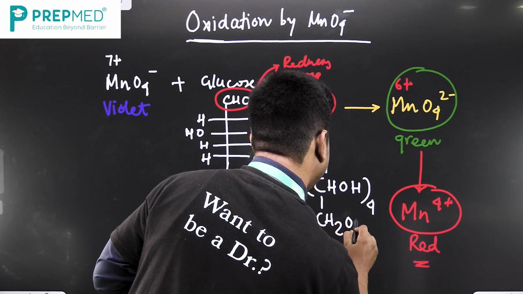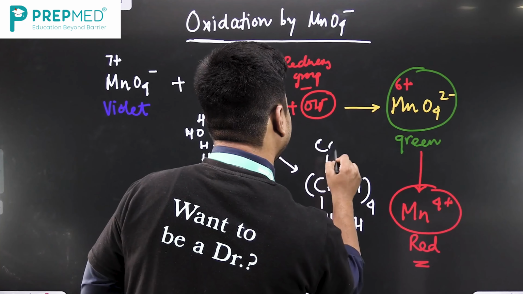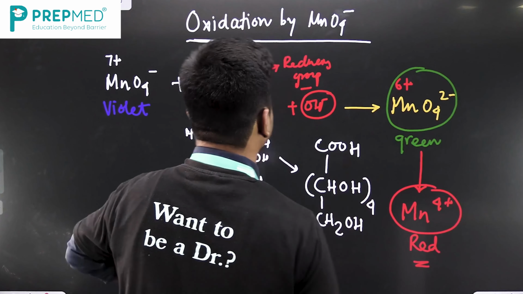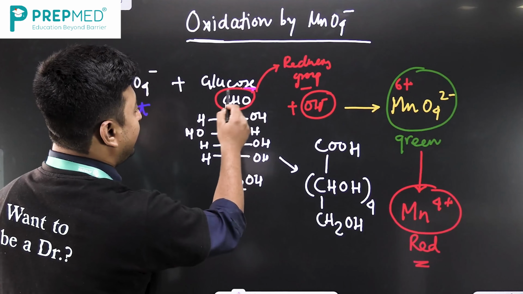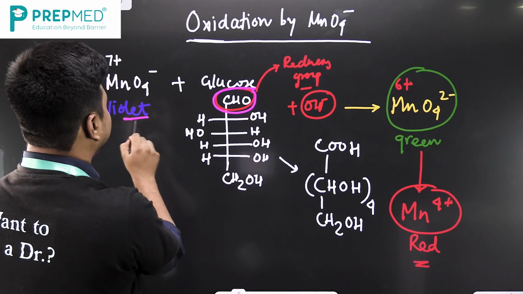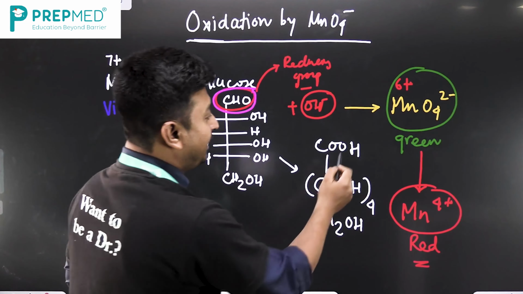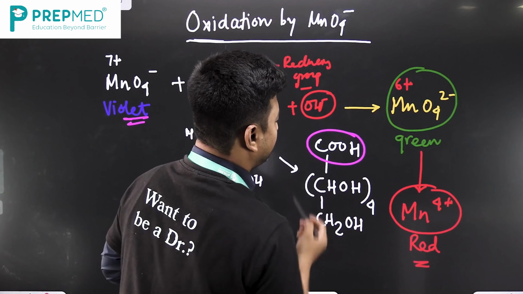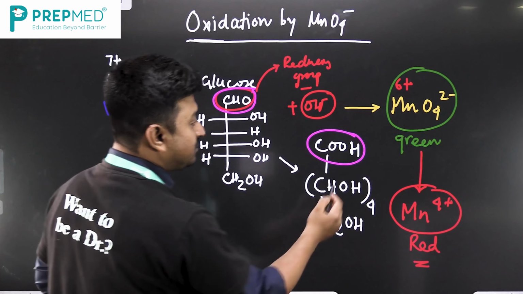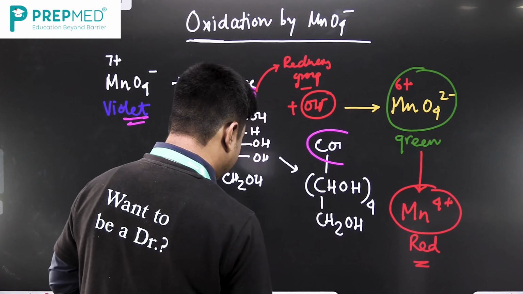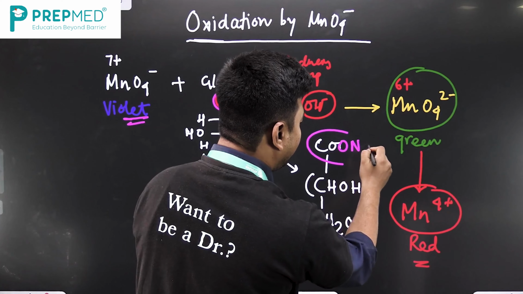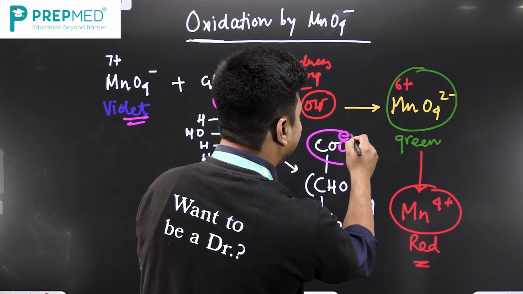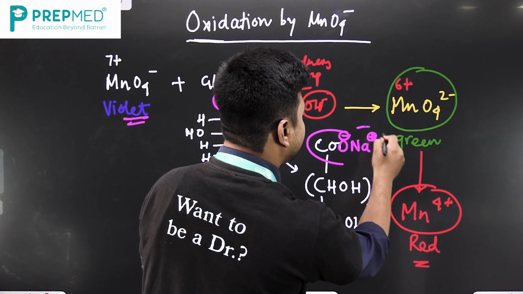So CH2OH and COOH. If you can see here very clearly, the aldehyde group, now in presence of the oxidizing agent MnO4 minus, is converted into the acid group. And it cannot stay as an acid because it is an alkaline medium, so it will be COO minus Na plus, so it will stay as a salt.